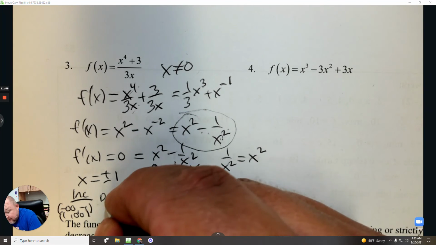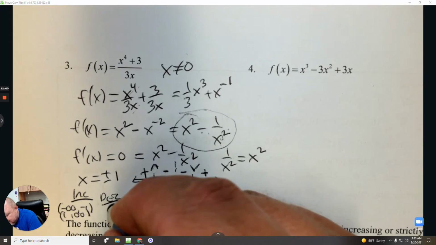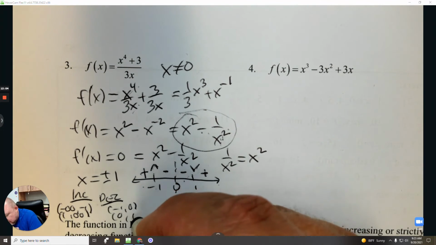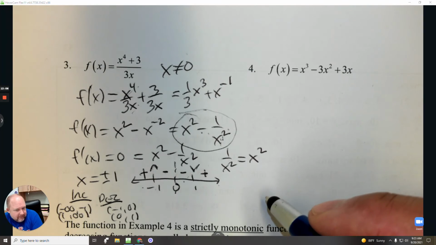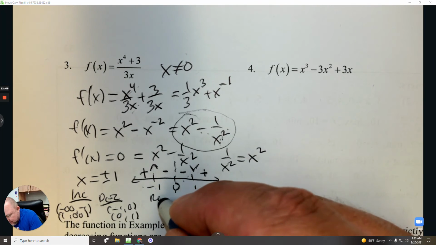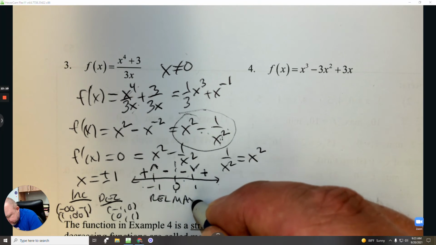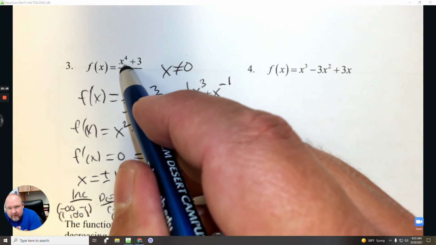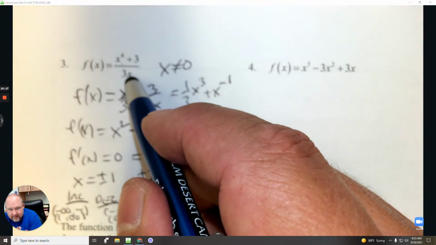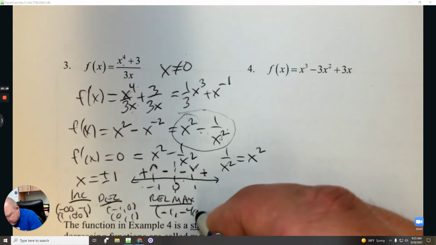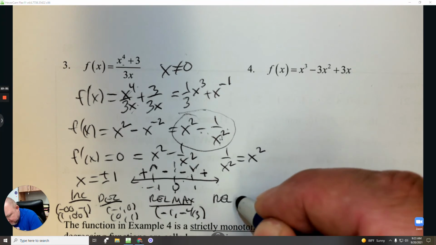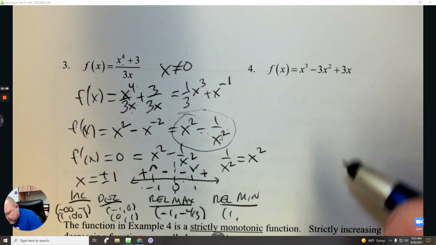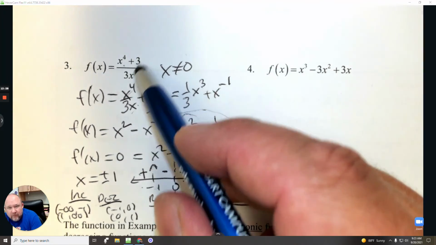If I said where is this decreasing, negative 1 to 0 and 0 to 1, you could also really write it from negative 1 to positive 1. Both are correct. The maximum is at negative 1. If I plug negative 1 in here, I get 4 divided by negative 3. And then the minimum, that's using positive 1. And I get 4 over 3.